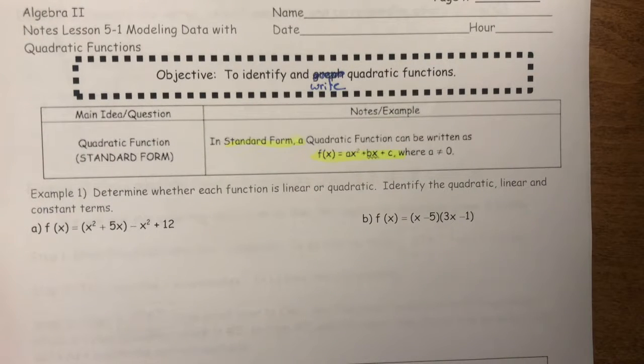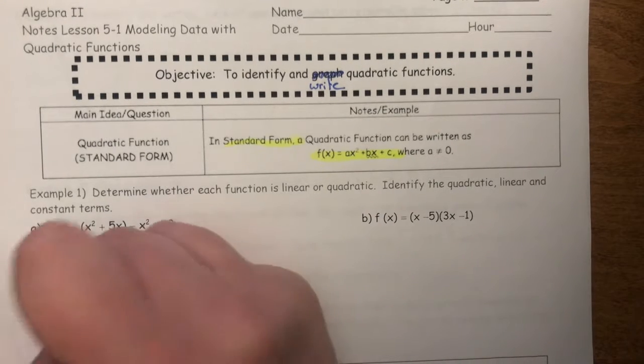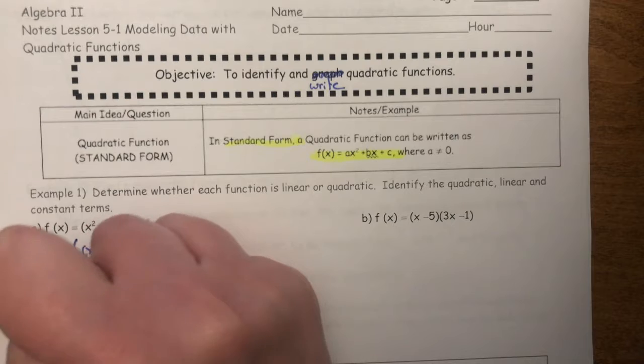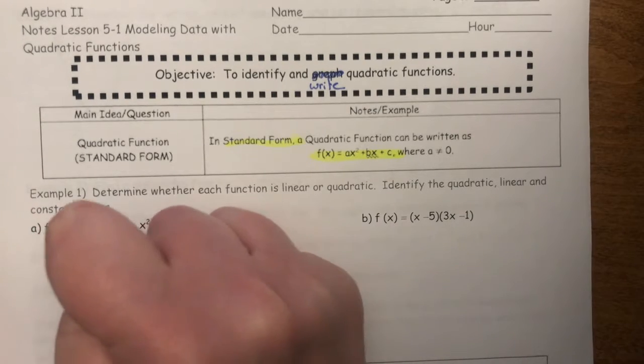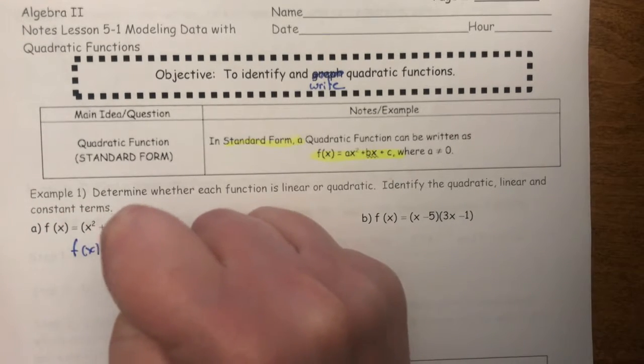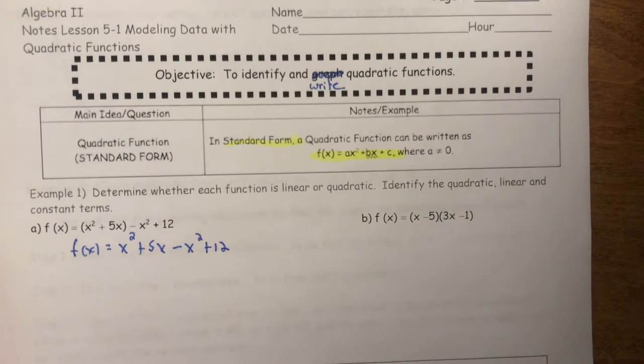Okay, so let's take a look at this first example here. It says, determine whether each function is linear or quadratic. Identify the quadratic, linear, and constant terms. Well, before we can identify it, it's important that we simplify each function. So when we take a look here, I have f of x equals x squared plus 5x minus x squared plus 12. Now, I look here and I have nothing outside the parentheses, so I know that means in my head I can just go ahead and drop the parentheses since there's nothing to distribute through. I'm going to show that on the notes where I actually rewrite that out.